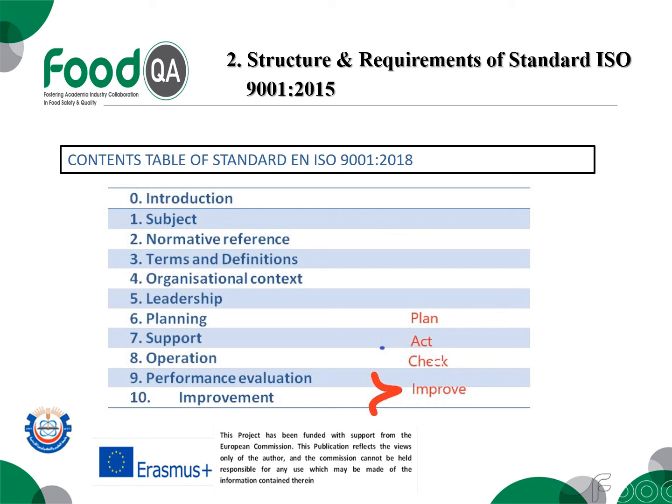Those, of course, are just an introduction, so they're information about the organization in addition to the terms and definitions. Then we have number 4, organizational context, which is talking about the organization and its activities. Number 5, leadership. Number 6, planning. Number 7, support. Number 8, operation. Number 9, performance evaluation, and number 10, improvement.